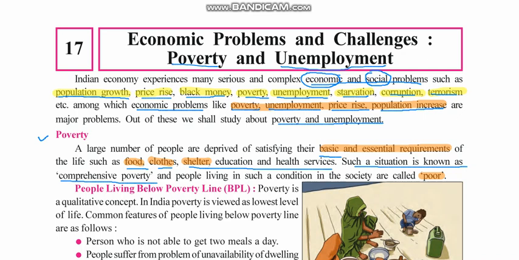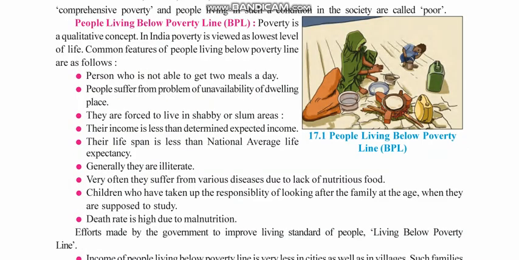The next topic is people living below the poverty line, or BPL. Poverty is a qualitative concept. Okay. In India, poverty is viewed as the lowest level of life. So who is considered poor? Those people who are at the bottom of the society system. Right? They are termed as being at the end of life.